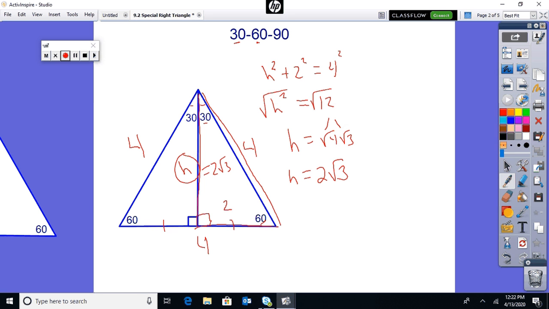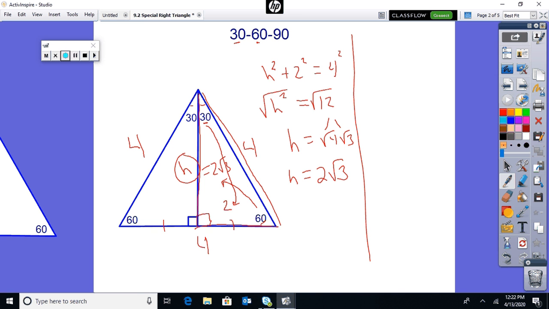So if we notice, the hypotenuse was 4, the smallest leg was 2, and that's the side that's opposite this 30 degrees. So if you take a look, opposite the 30 you have a 2, and opposite the 60 you have a 2 roots of 3. All right, so now check this out. Remember what that was.